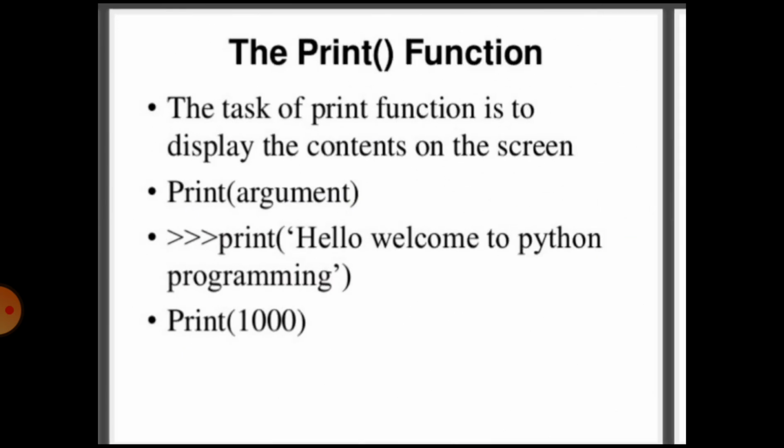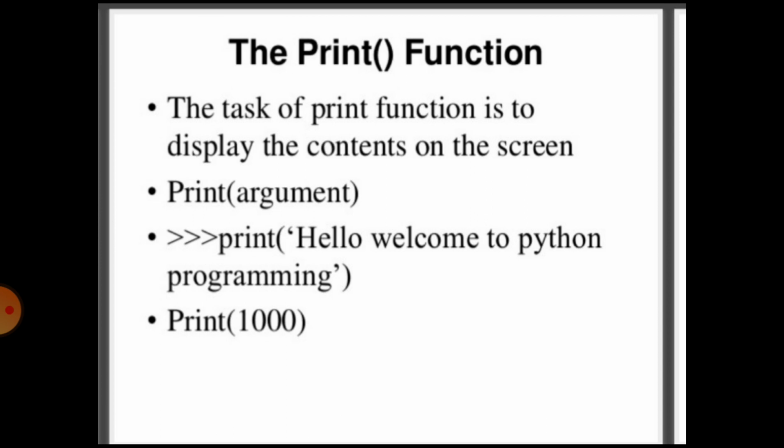The task of the print function is to display the content on the screen. Here is the syntax of the print function: print, with an argument in brackets. You can pass any argument, like a string argument or a numeric argument. Here two examples are given. The first example, print 'Hello welcome to Python programming'. It is in single quotes, which represents a string argument. And the next example, print 1000.